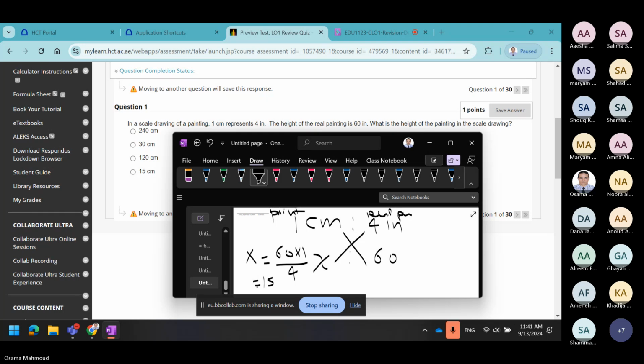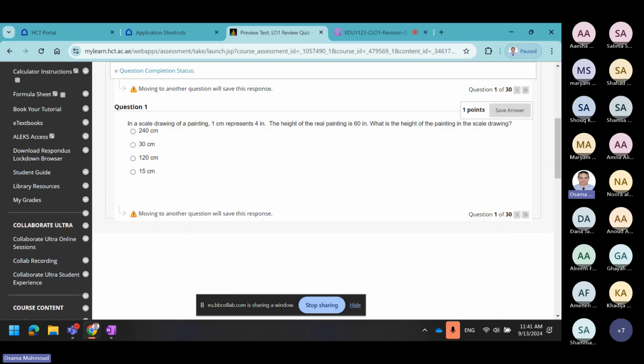So now you can find the right answer. It is 15 centimeters, which is fair enough. Without going through this, it's easy to check: it will never be bigger than the real distance, right? So 4 inches is 1 centimeter, so 60 inches will be 15 centimeters in the painting. But how to do it properly? You do it using the proportion, right? So now let's go for the next one.